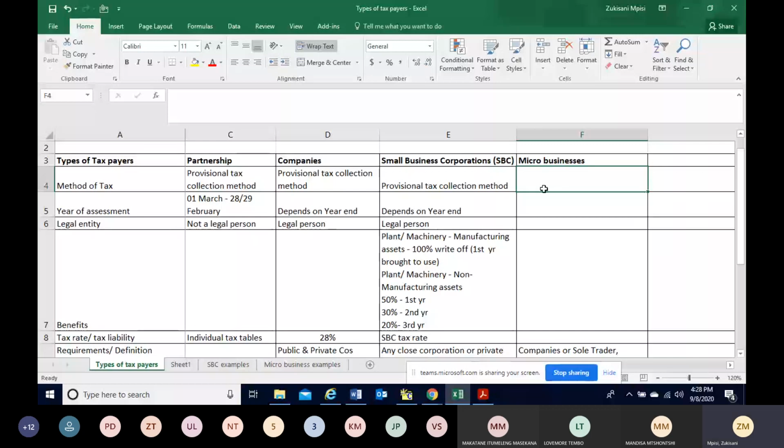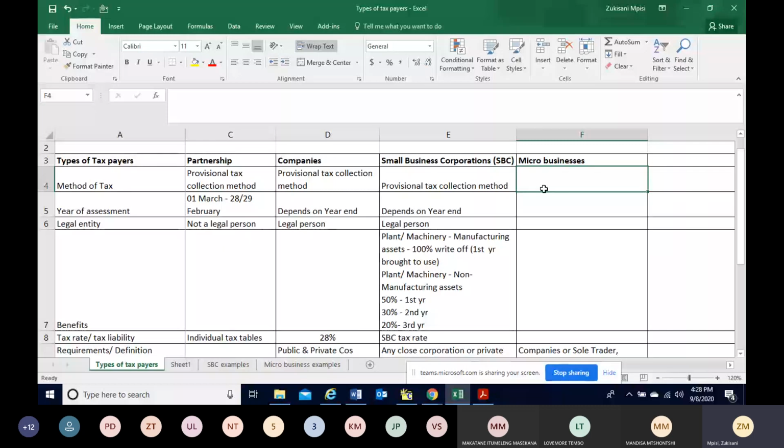What is the method of collecting tax from the micro business? So it is simple. Micro businesses, it is covered on your page 44, where it tells you that a simplified tax system called turnover tax was introduced on 1 March 2009, and it is available to all entities that qualify as a micro business. So it's called a turnover tax.